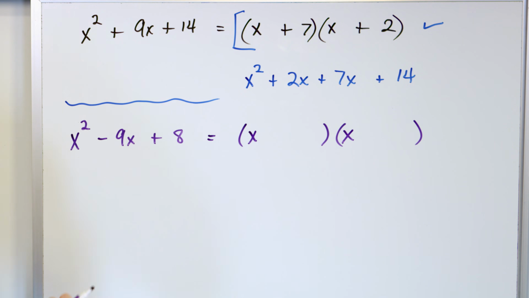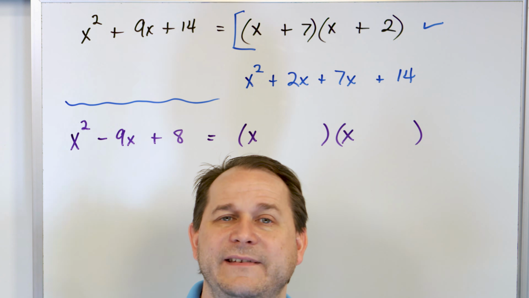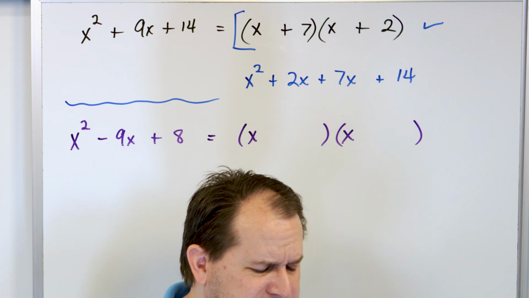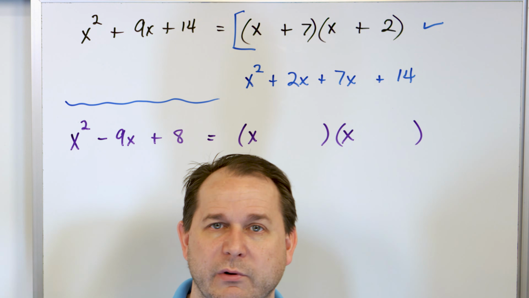Then you're going to go to 8, and you're going to say what times what gives you 8. There's a couple of choices. 2 times 4 gives me 8. Also, 1 times 8 gives me 8. So I'm going to go with my first thought. I'm going to go with 2 times 4 because that's generally what I'm going to think of.